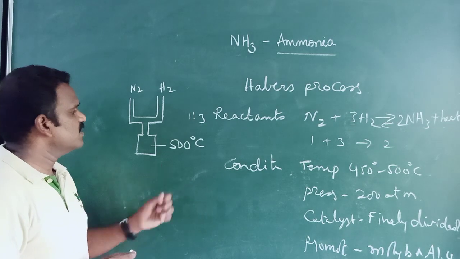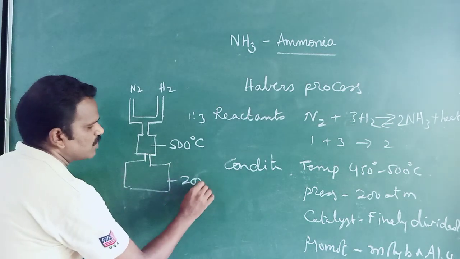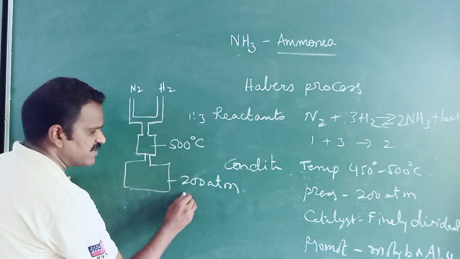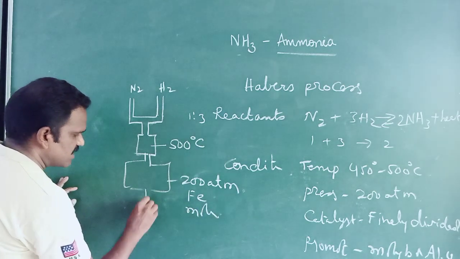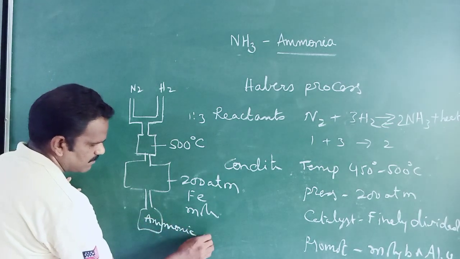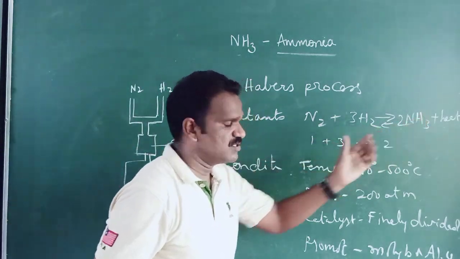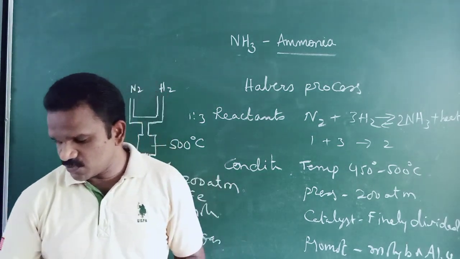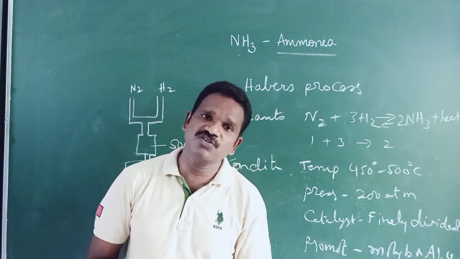Now we maintain a pressure of 200 atmospheric pressure, and we use a catalyst which is called finely divided iron and a promoter like molybdenum, and we can collect this ammonia gas. So we are getting ammonia gas. N2 plus 3H2 gives rise to NH3. So once again let us see about this Haber's process. As you have seen, it is an exothermic reaction. What reaction, children? It is an exothermic reaction.